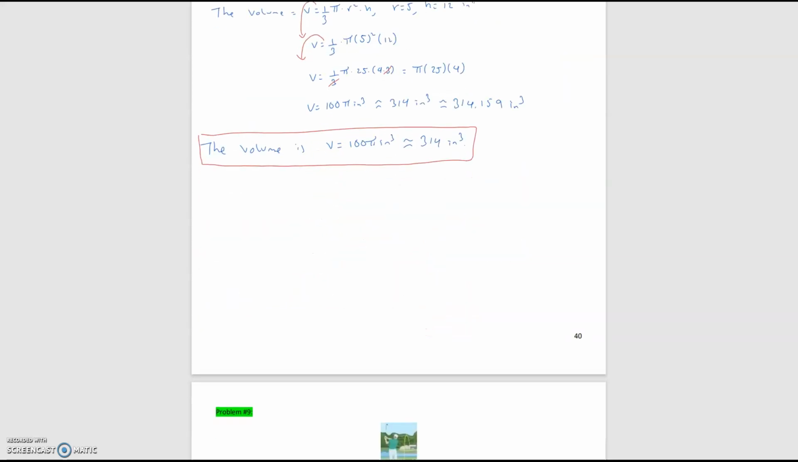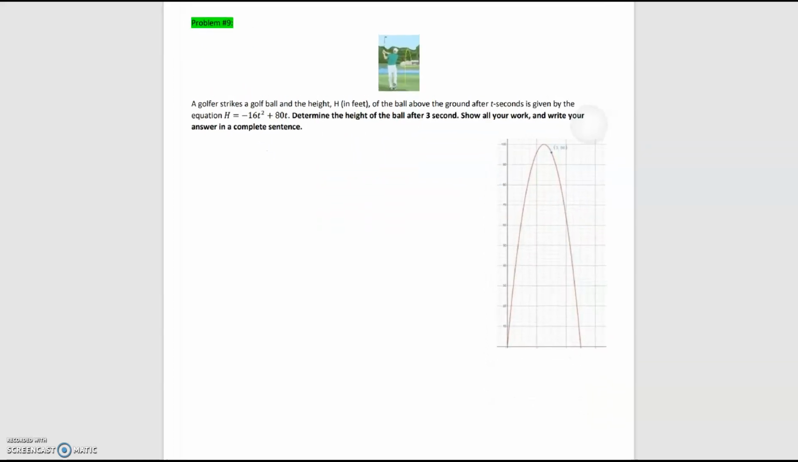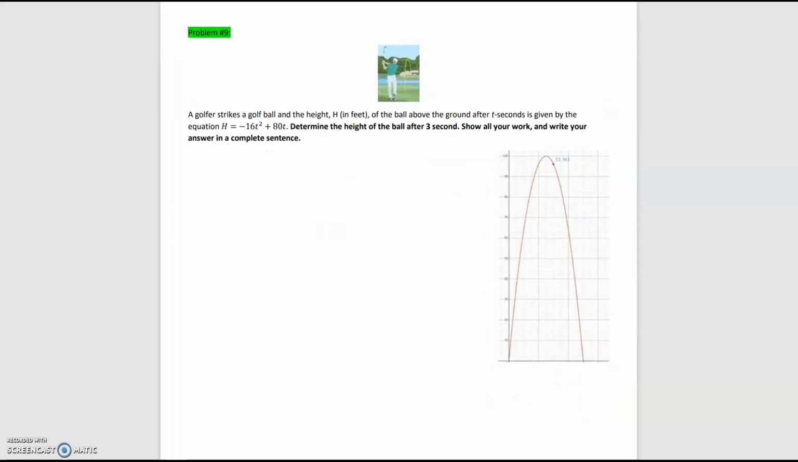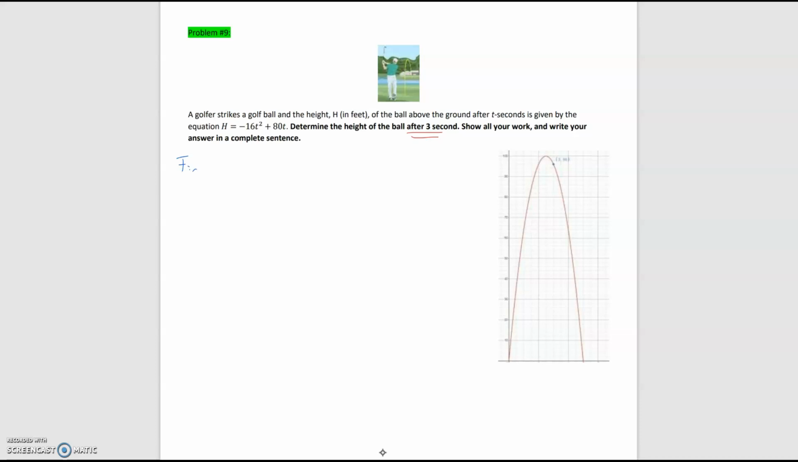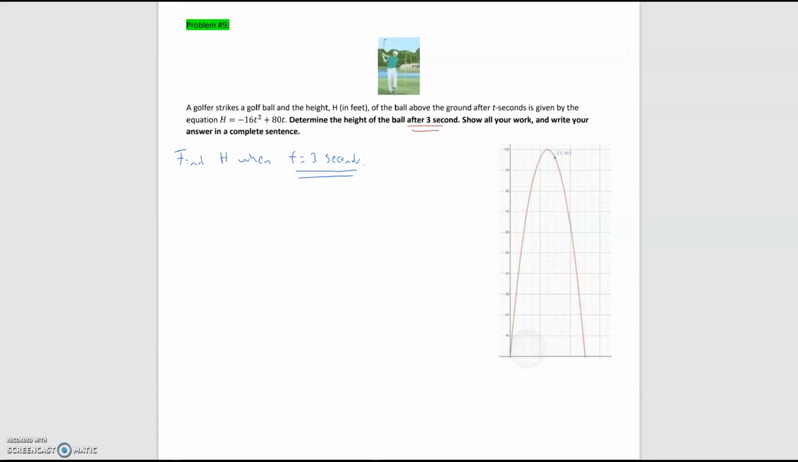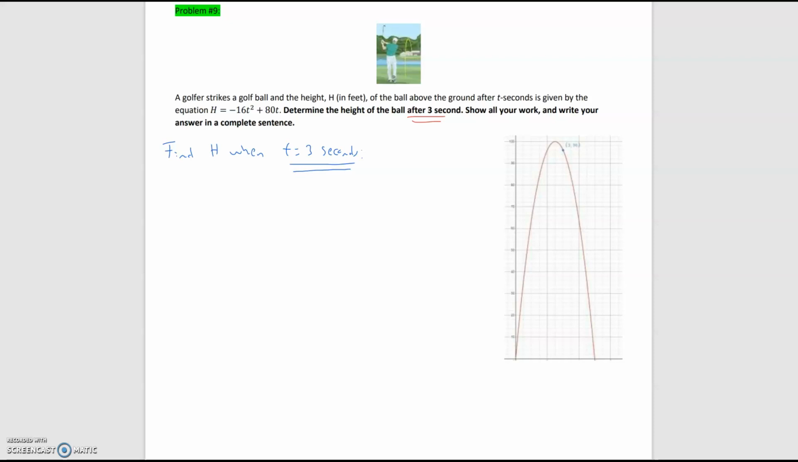Let's move into problem 9. For problem 9, we're given the trajectory of a ball of a golfer. You can see the actual trajectory creates a parabola. And the equation for h is given by this sketch. What they want us to find is the actual height at 3 seconds. So we need to find h when t is equal to 3, and we're talking about seconds. So at 3 seconds, we're going to find how high the ball is.